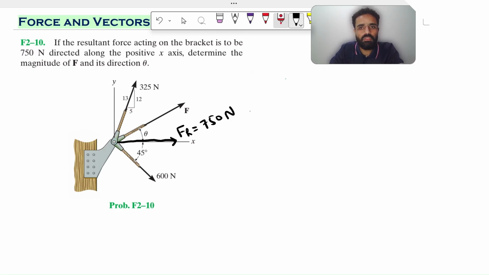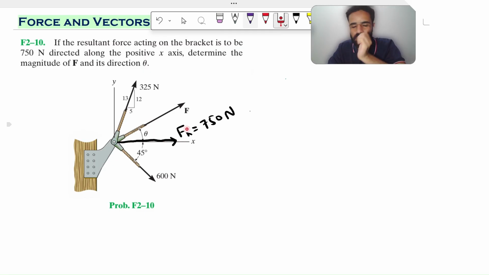What we need to determine is the value of this force and its direction. We already know the value of the resultant force. We need to find the value of this F force. So we have this resultant force, and it has three components. We know the value of the resultant force and two of its components. We need to find the magnitude of one component and its direction from the x-axis anti-clockwise. So two things we need.